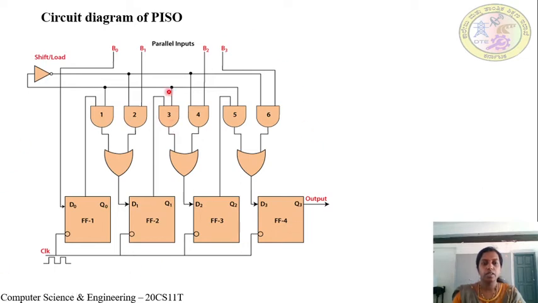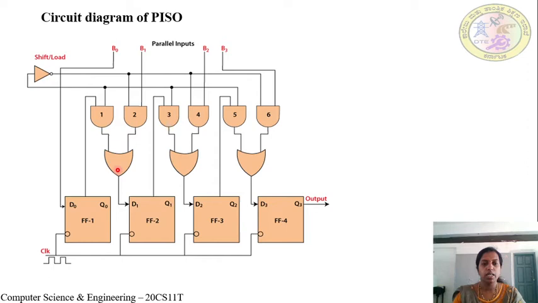So here the 4-bit parallel data that can be shifted to serial output can be connected with a combination of 4 D flip-flops, and every D flip-flop output is connected to the next flip-flop by a combinational circuit, consisting of 2 AND gates and 1 OR gate.